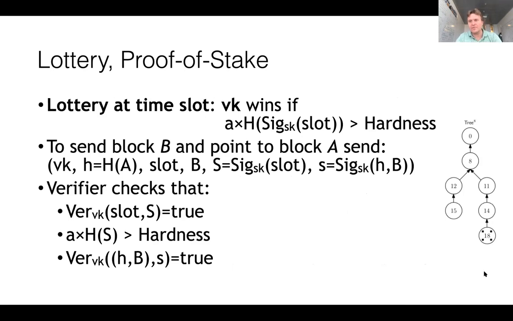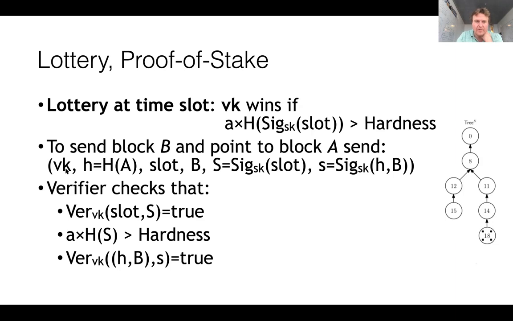So let's say I won the lottery at slot 20. I want to put a block here, and I want to extend here at 18 because I'm honest and I'm using the longest chain rule. Then I will compute a hash of this block A here. It gives the address. I should have written a small a here to be consistent with the other slides. Anyway, let's ignore that for now.